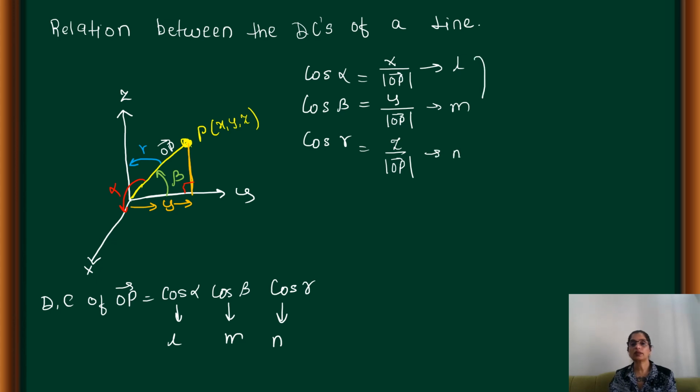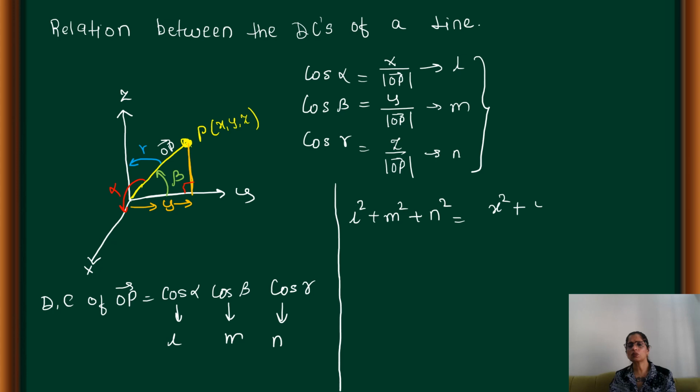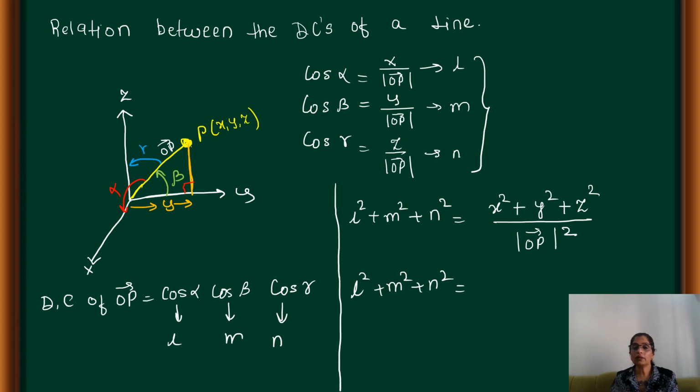Perfect. Now, let's do one thing. Let's square them. So let's square L, M and N. If you say L square plus M square plus N square, what will that give you? That will give you x square plus y square plus z square by magnitude of OP vector square. Right? Now, L square plus M square plus N square, what is that equal to?